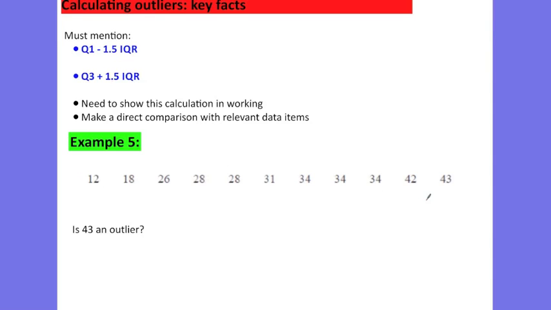Let's take a look at this list of data here. This was the data from our previous example around the milking of cows. Now, we worked out on this that the interquartile range was 8, and we got that from taking Q3 minus Q1. Now, looking back at the values for this, we had Q3, the upper quartile, being 34, and the lower quartile being 26. And we're asked, is 43 an outlier? The number up here, is it an outlier?